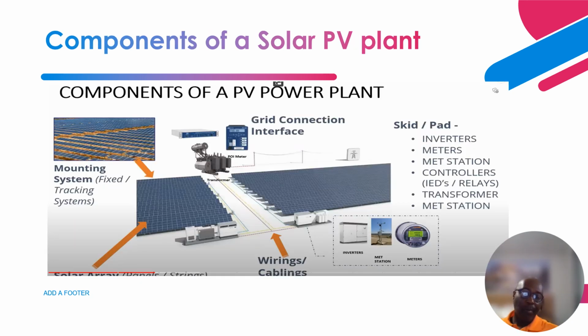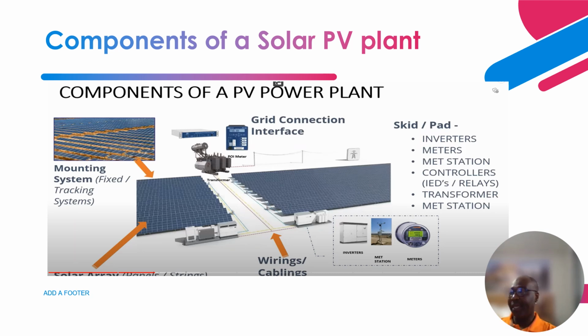Now let's talk about the components of a solar PV plant. This is basically the simplest, the fixed. You can either have the fixed or the tracking. The fixed basically has a tilt angle that is in one direction, let's say from 0 all the way up to 90 degrees, so it basically fluctuates between that range.